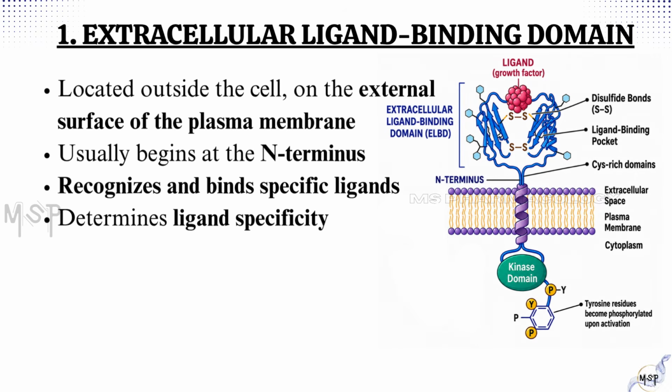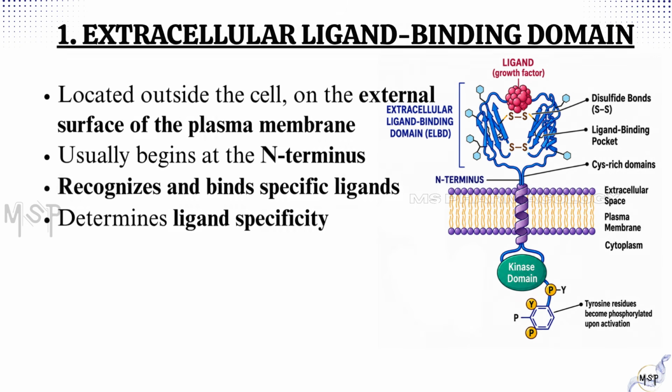The first part is the extracellular domain. As the name suggests, this portion of the receptor is located outside the cell, on the external surface of the plasma membrane. Its major function is to recognize and bind a specific signaling molecule, known as a ligand. The extracellular domain provides the receptor with its ligand specificity. This means that a particular receptor can recognize and respond to particular signaling molecules.